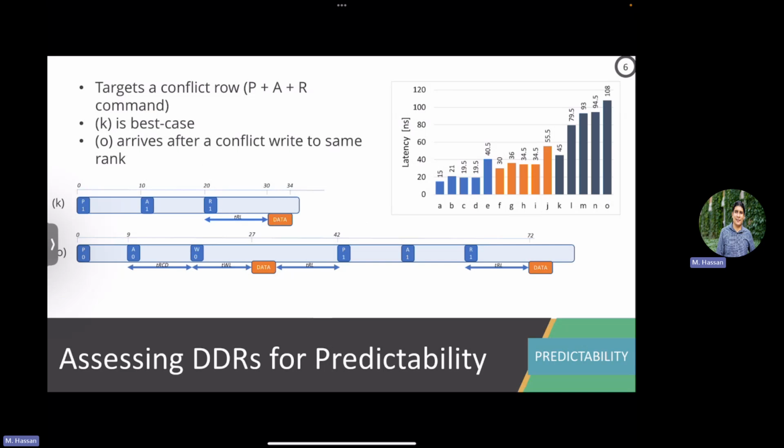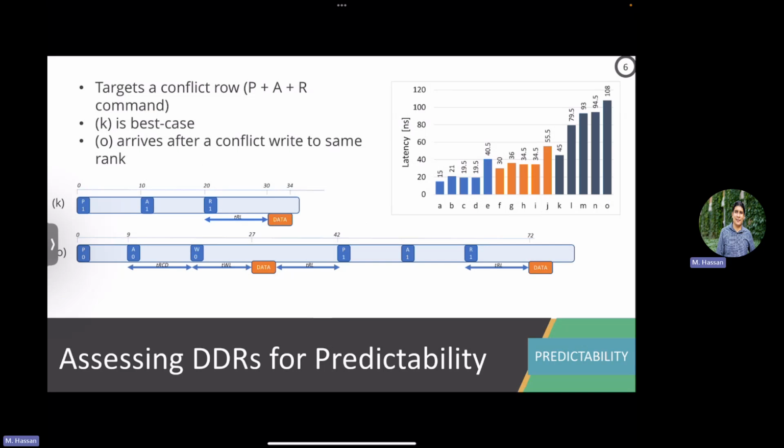For example, the best case here is you have a read followed by a read, and they are targeting the same row, different column, which means it's a row hit. That's your ideal best case. There is no bus turnaround time because it's a read after a read. It's a row hit, so at minimum you only need a read command. So I get 15 nanoseconds. The delay is in nanoseconds.